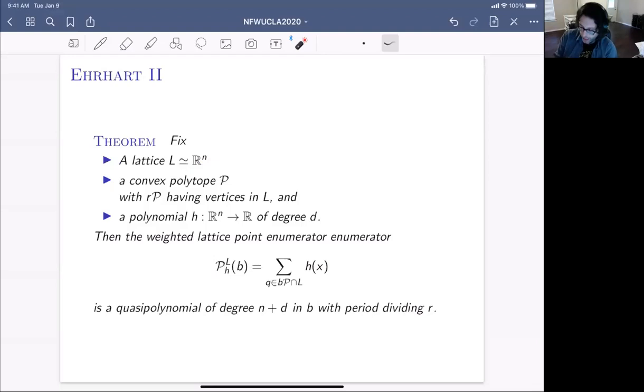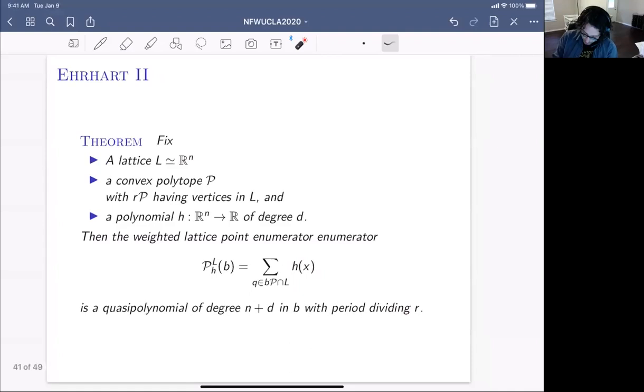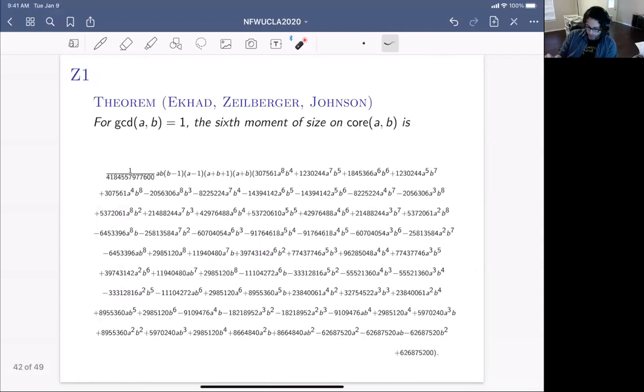So what does Paul Johnson's method let us do? Well, for example, if you're Zeilberger and Zeilberger's computer, then you get to write down beautiful expressions for the sixth moment of size, for example, on simultaneous cores, and guess that they're supposed to be given by this simple formula, and then actually have them be given by that formula because you've just computed enough values and you knew that it was supposed to be a quasi-polynomial, so you win.